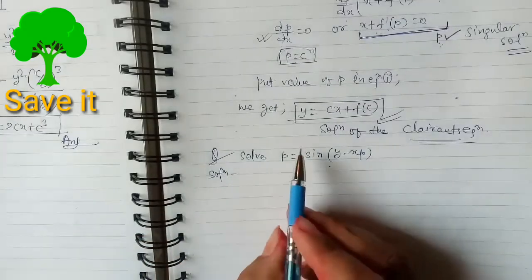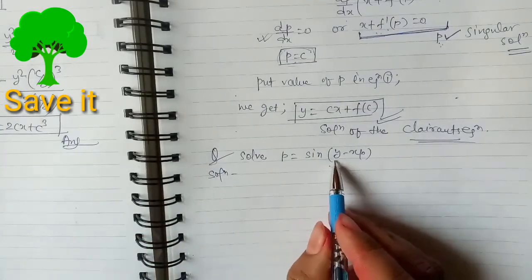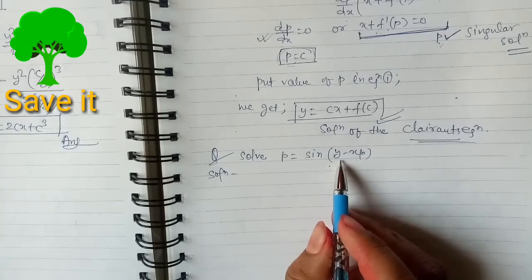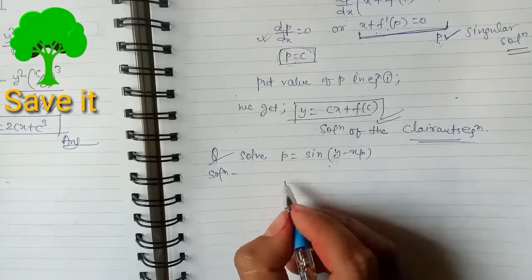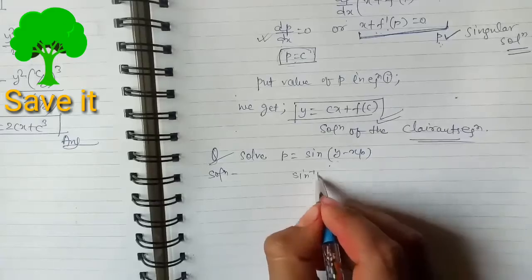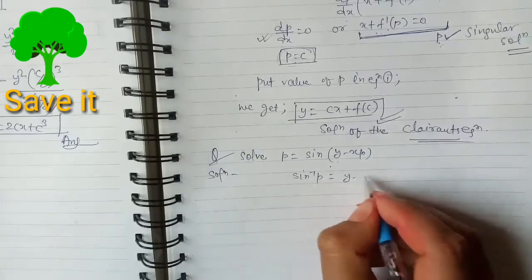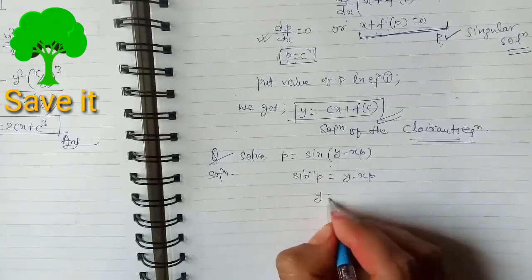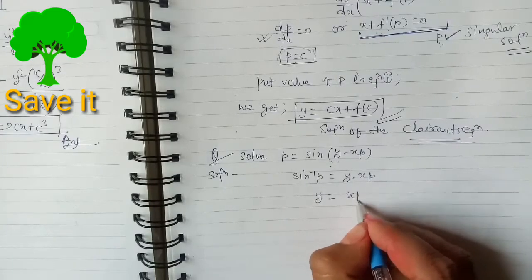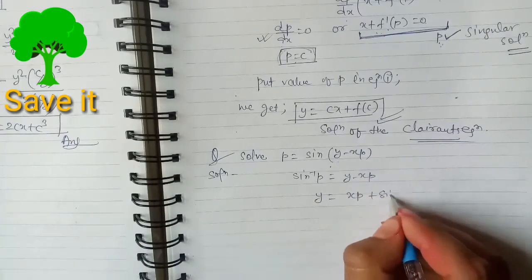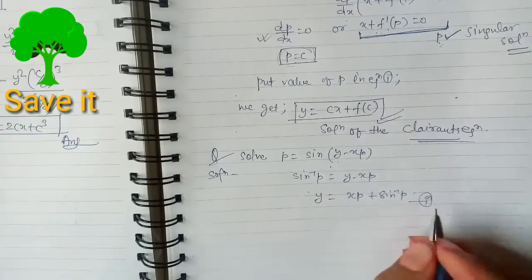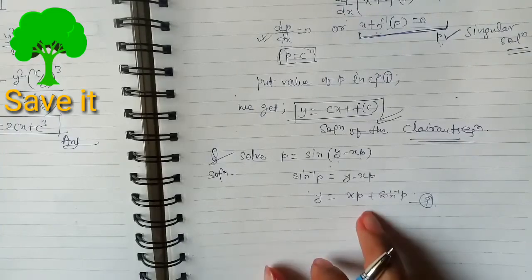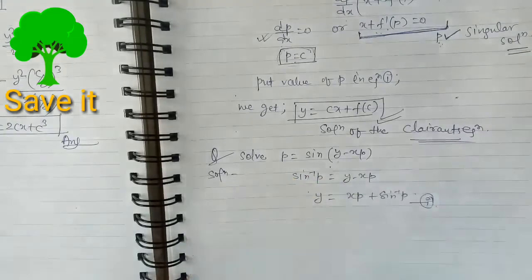As we can see here that y is inside the sine, so first of all we need to change this into the Clairaut's form. Then what will we do? We will take sine to this side, then sine inverse p is equal to y minus xp. So from here we get y is equal to xp plus sine inverse p. So now this is the Clairaut's form, say equation 1. This is the Clairaut's equation for this problem.